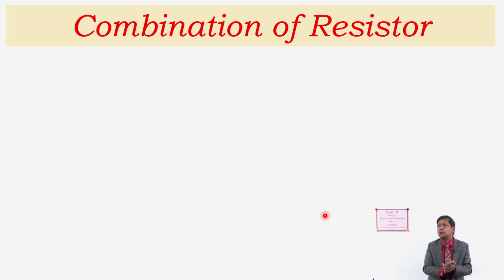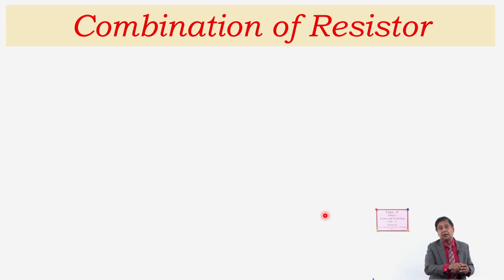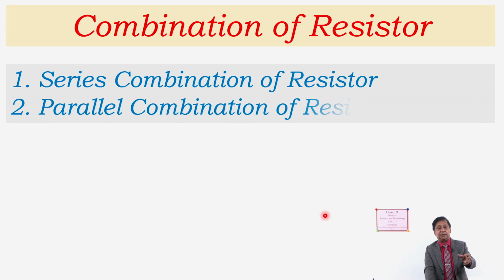You have noticed that in your house also there are many appliances. How are they connected? They may be connected one after another in series, or they may be connected differently in parallel. And all the appliances have certain resistance. That's why we can say that the combination of appliances is also the combination of resistors, because they have resistance inside the appliances.